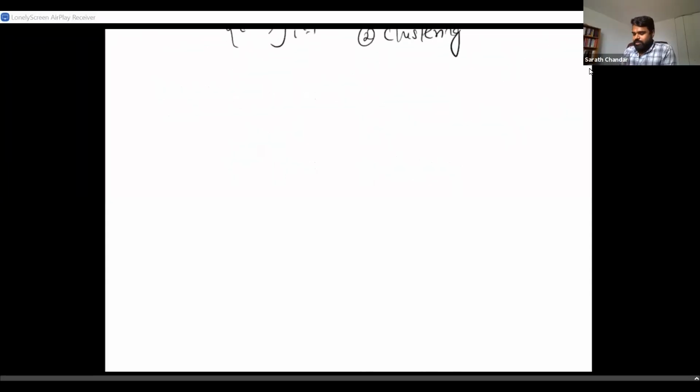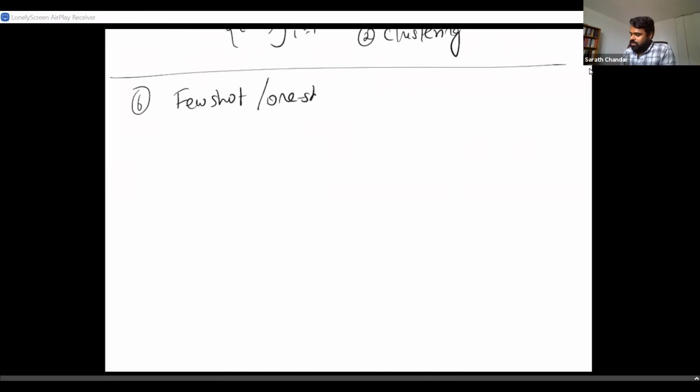Okay, so let's continue. Now, before the break, we were looking at transfer learning and multitask learning. We're going to see a few more learning paradigms. The next learning paradigm is the idea of few shot learning, or one shot or zero shot learning.